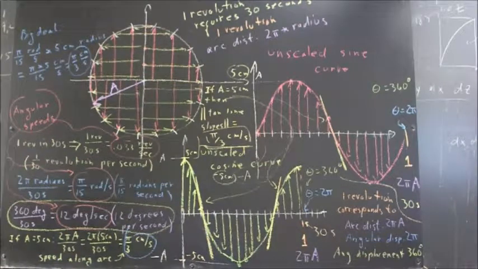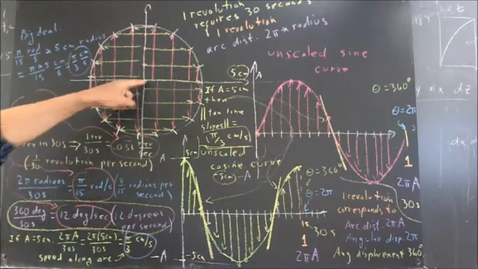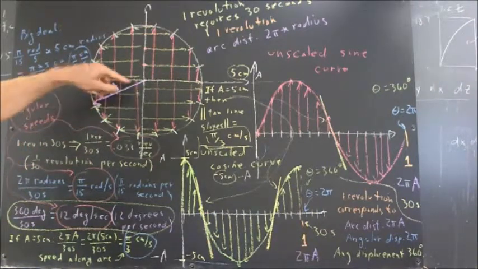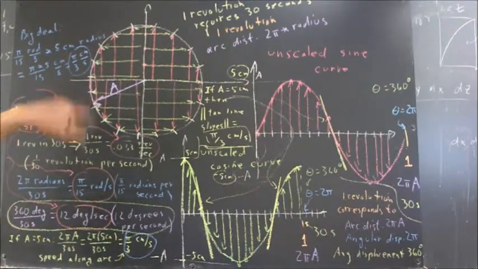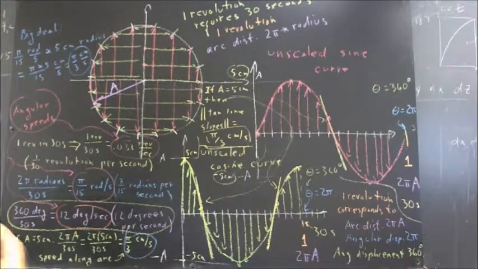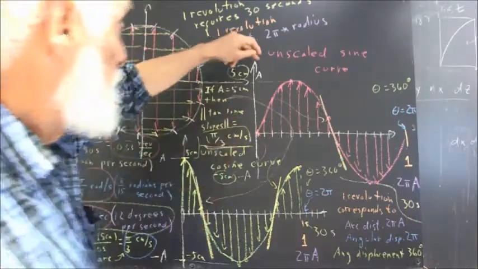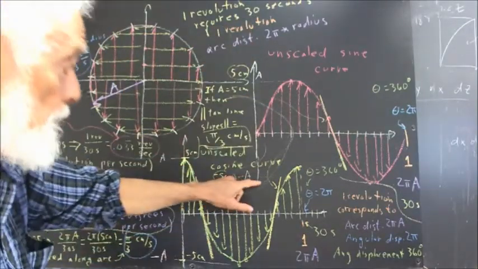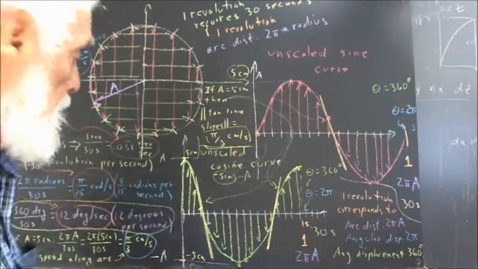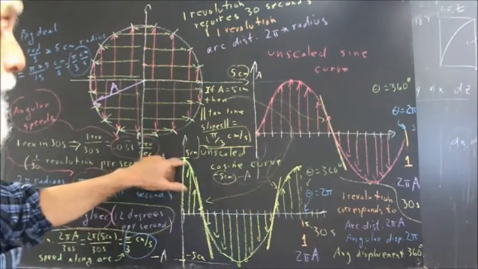Now, if your radius of your circle, and I've indicated the radius now by this purple arrow and purple label A. If the radius of the circle is A, then several things can happen. One is we can label the vertical axis of our graph. Okay, we can put negative A here and A here. We put negative A here and A here.